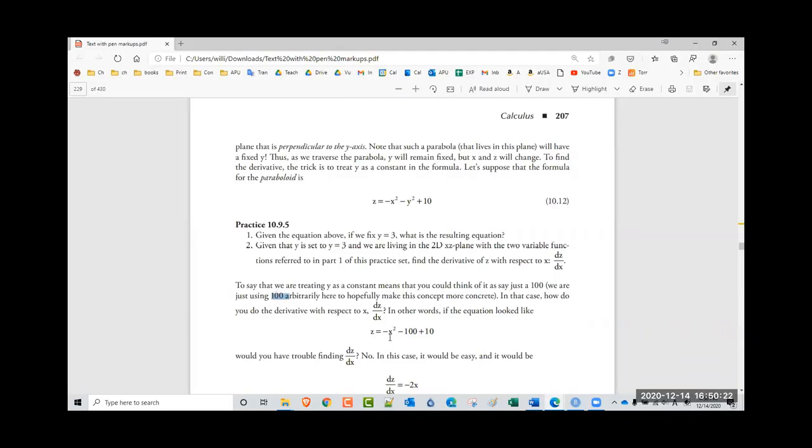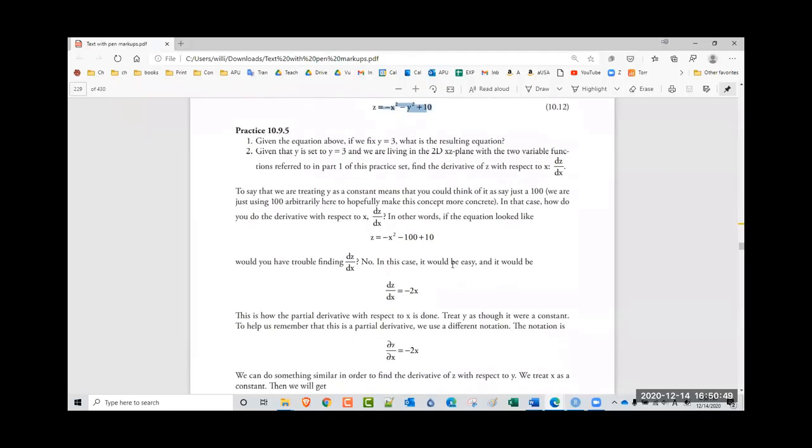Okay? So I get this. Once I set y equal to 10 and I get this, now I can do the derivative. And then I could do the other thing, which is instead of setting y equal to 10, I could set x equal to something. And so I get dz dx and dz dy.